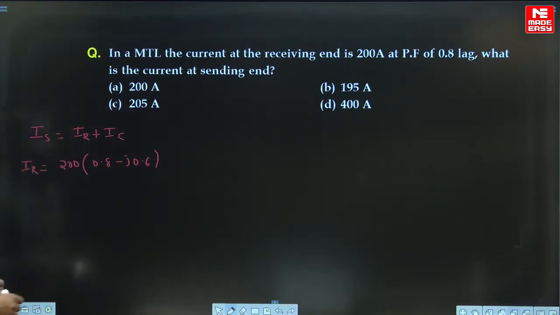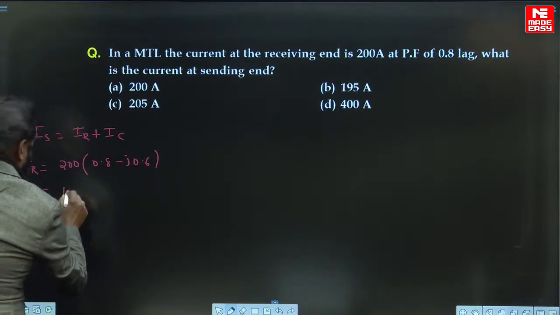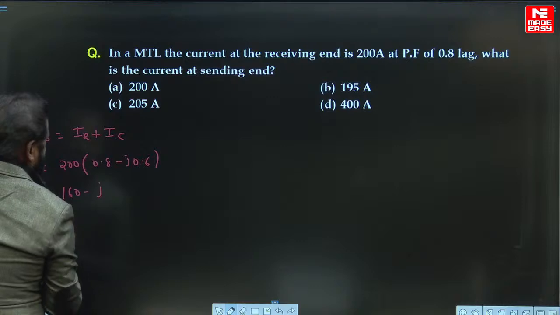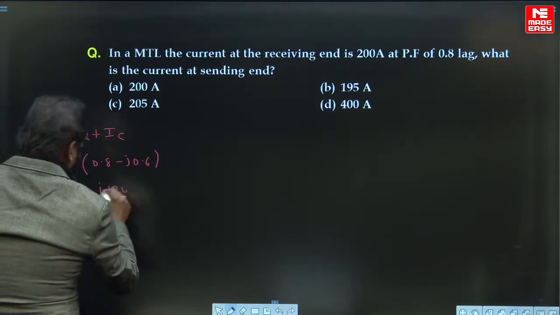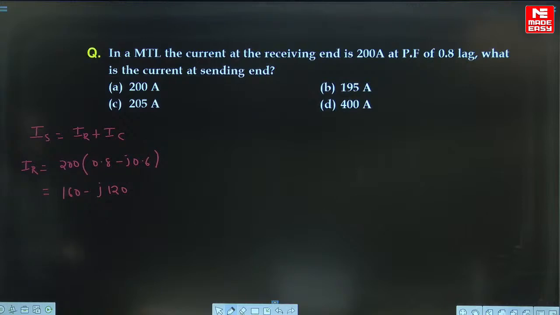It was given as lagging, so you need to consider it like this. Taking the components, this equals 160 minus j120. This is the receiving end current, and to this we need to add the charging current.